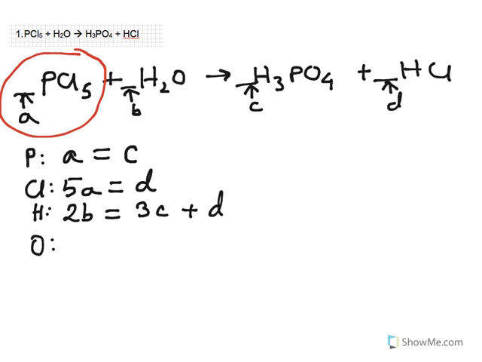Next, we move on to oxygen. So we have 1 oxygen on the left side of the equation with water. So we can write B is equal to 4 oxygen, once again, on the right side of the equation with H3PO4. So we will say 4C. Next, we set one of the variables here to be equal to 1.